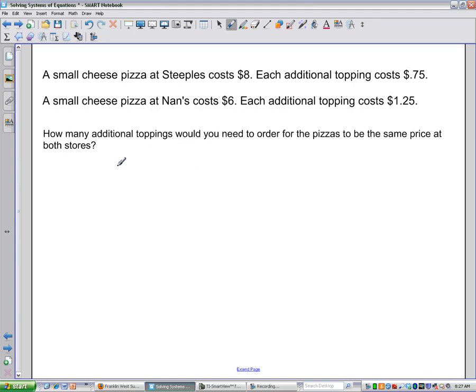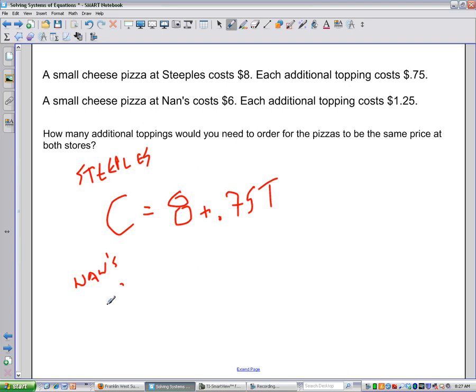So we're going to set up a couple equations, okay? We're going to set up a Steeples equation. At Steeples, we're going to try to find out the cost. And the cost is $8 plus 0.75 per topping. That make sense? Okay, good. And at Nan's, my cost is $6 plus $1.25 per topping. Okay? So that works. And what we want is we want their cost to be the same price.